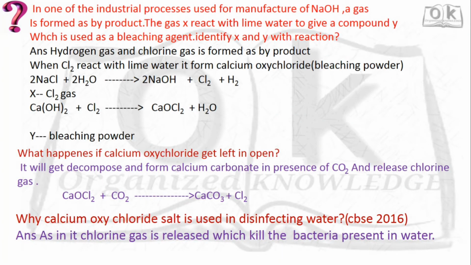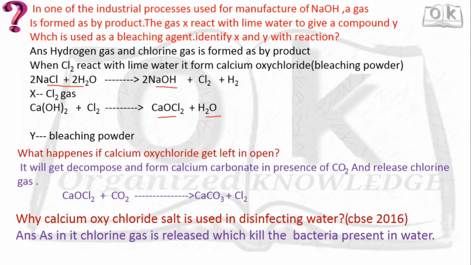Now there are some important questions. In one of the industrial processes used for manufacture of NaOH, sodium hydroxide, a gas X is formed as a by-product, and the gas reacts with lime water to give a compound Y, which is used as a bleaching agent. Identify X and Y. And here what happened? We have just studied that when we pass electricity through NaCl, sodium chloride brine solution, there will be the formation of sodium hydroxide and chlorine plus hydrogen gas, and so the gas X will be chlorine. This chlorine gas will react with slaked lime and form calcium oxychloride and water, and so Y will be the bleaching powder here.